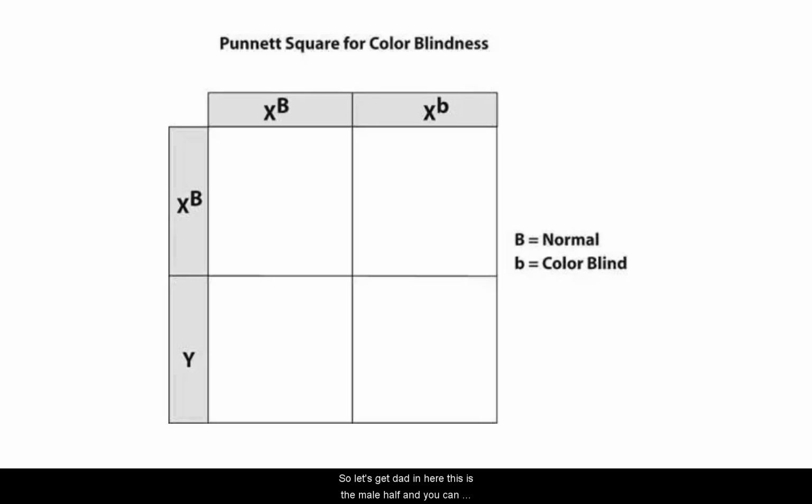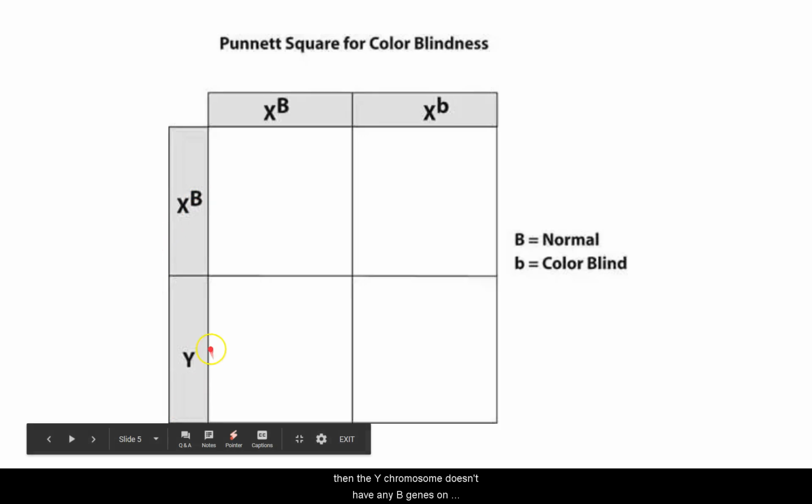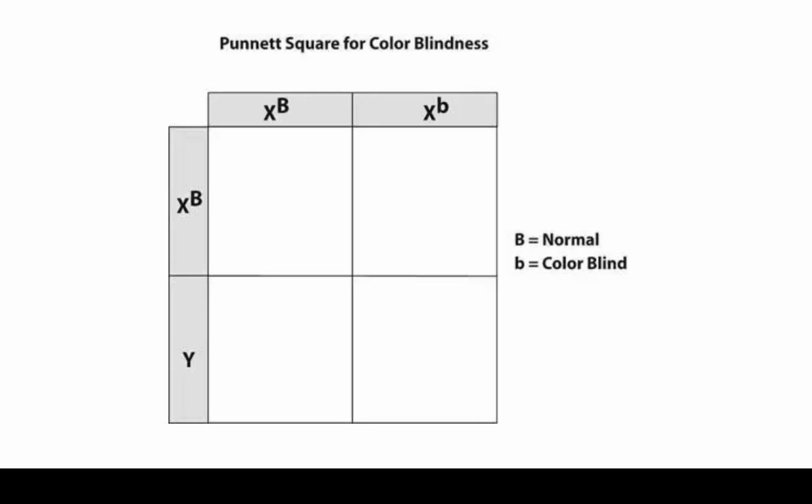So let's get dad in here. This is the male half, and you can see he has a big B, so he has the ability to see in color. Again, color vision is dominant, so if you have one big B, you're good to go. He has one big B, and the Y chromosome doesn't have any B genes on it because, again, it's that tiny, puny little thing. So let's start looking at the crosses.